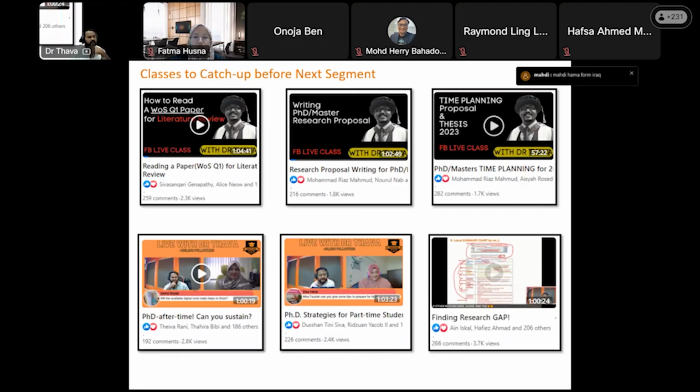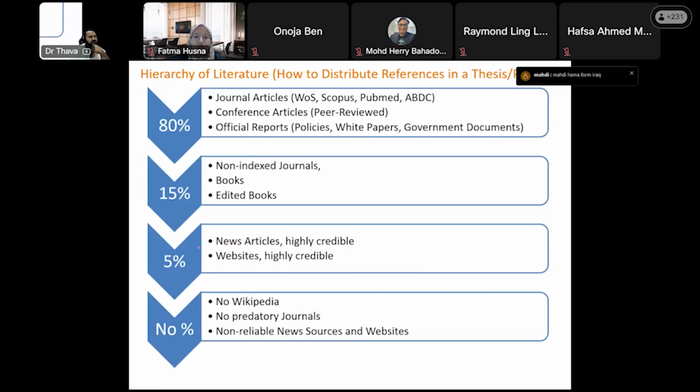So on that note, these are the distributions. 80% of citations should come from journal articles: Web of Science, Scopus, PubMed, ABDC, and so on. These are very, very essential. So 80% must come from Web of Science, Scopus, ABDC, PubMed, this kind of high quality indexing. A bit of conference articles are fine.